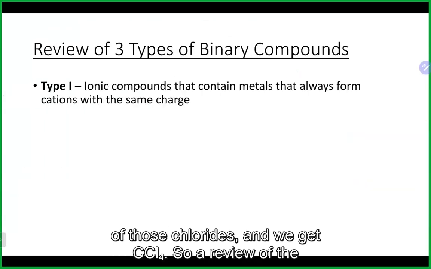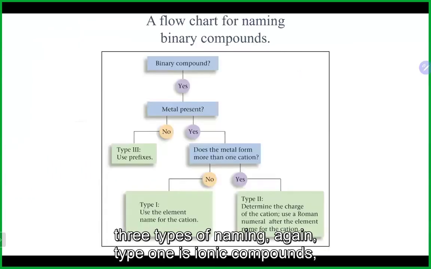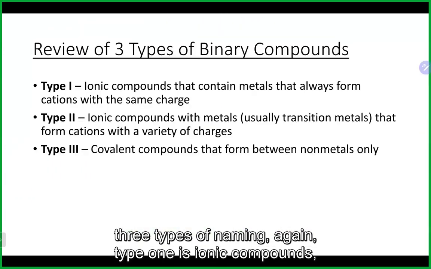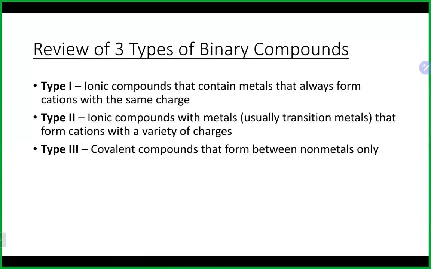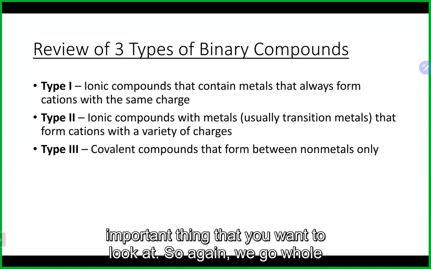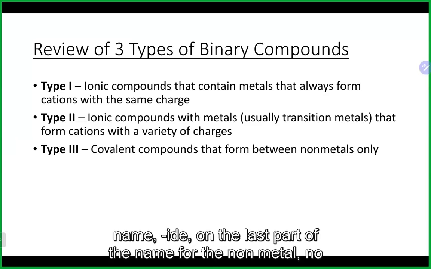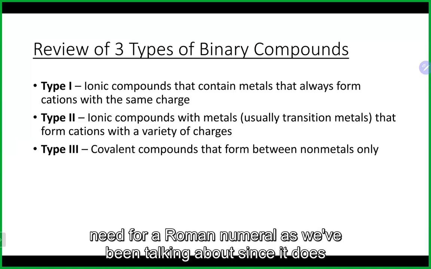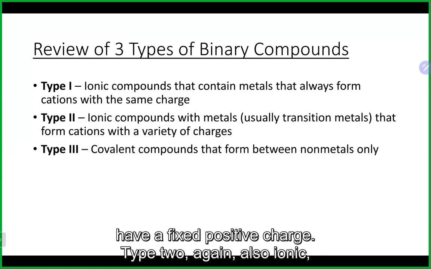Yeah. So a review of the 3 types of naming. Again, type 1 is ionic compounds, which again is fixed charge on the metal, and that is the important thing that you want to look at. So again, we go whole name, IDE on the last part of the name for the nonmetal. No need for a Roman numeral, as we've been talking about, since it does have a fixed positive charge.